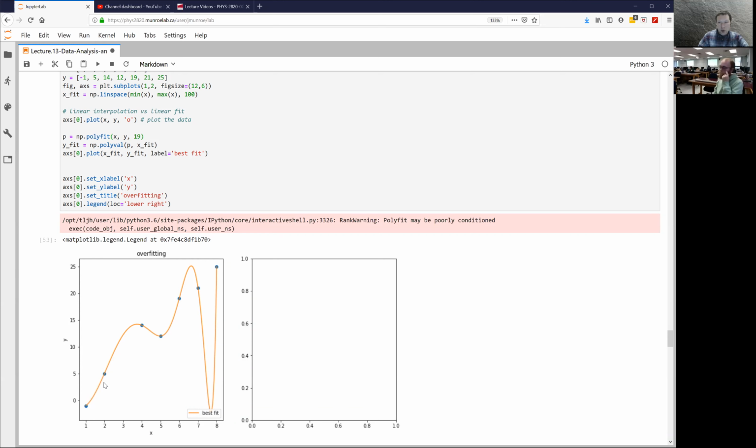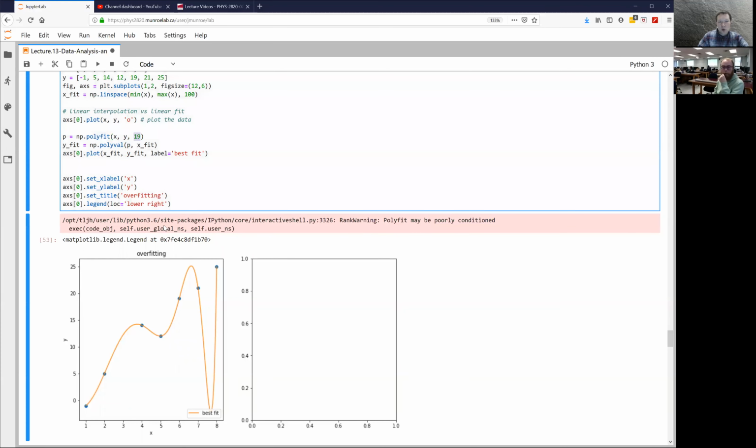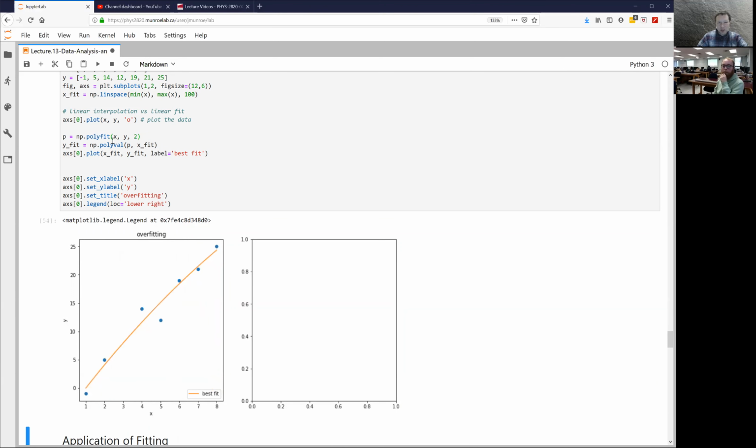Okay, so overfitting, the danger of going up too high in polynomials. Typically, you want to choose the fit based on some reason from physics.